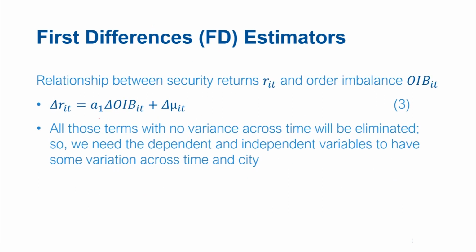And therefore in this resulting equation, because all those terms with no variance across time will be eliminated, the independent variables ought to have sufficient variance across time, and also for proper estimation they should have some variation across city, otherwise the estimates of this alpha 1 will be very spurious in nature. So we need variation of terms not only across time but also across city as well.